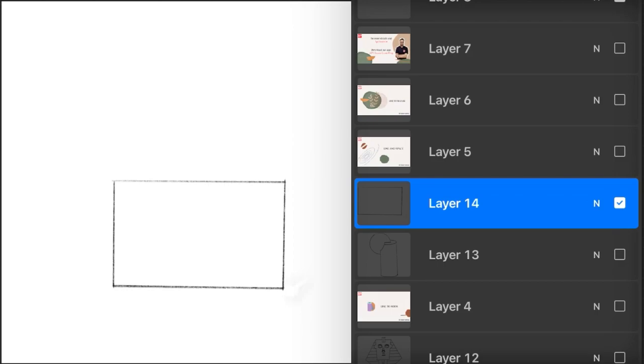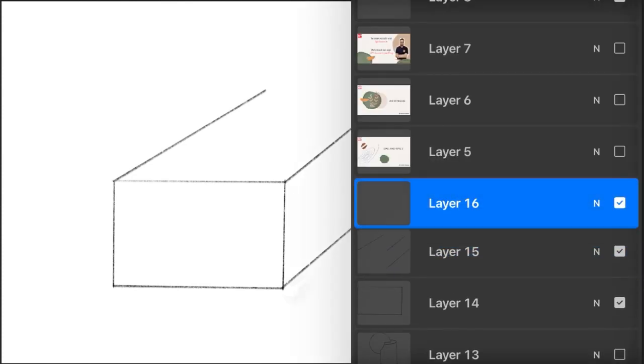To convert this into a cuboid, from this corner I'll be using an individual diagonal line. This is also an individual diagonal line which is parallel to the previous one, and this as well. So these three lines are parallel to each other, going in a different direction.